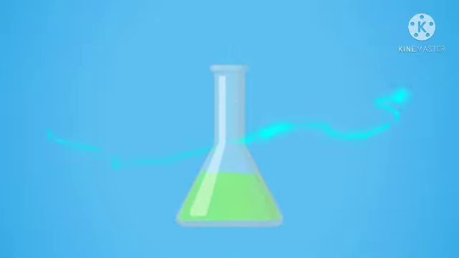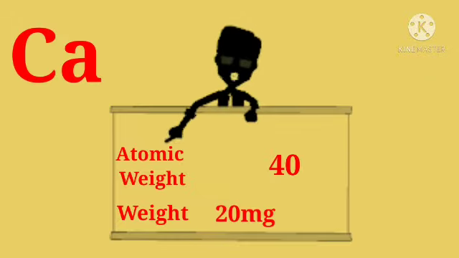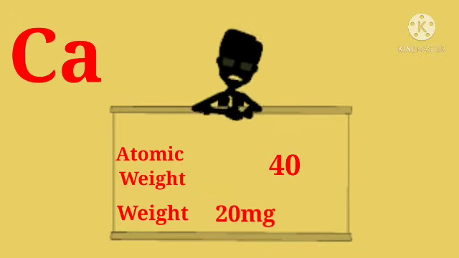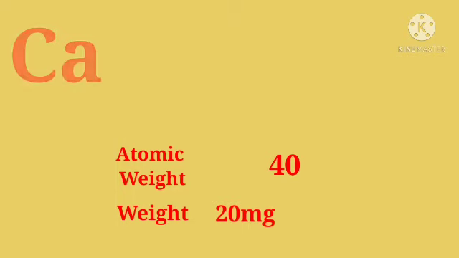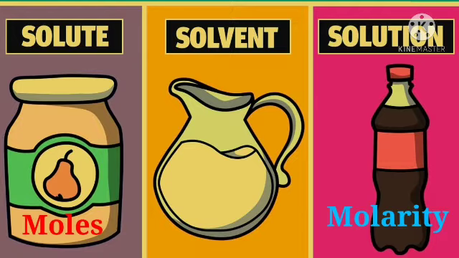An aqueous solution of Ca(NO3)2 contains calcium 2+ ions and NO3- ions. They have given the information about the calcium 2+ weight and the atomic weight. The weight is 20 mg and the atomic weight is 40. So with this we can identify the moles of calcium. With the information we have learned so far, if we know the moles of the solute and the volume of the solution, we can identify the molarity or the concentration of the solute. So with that we can identify the molarity of the calcium 2+ ions.